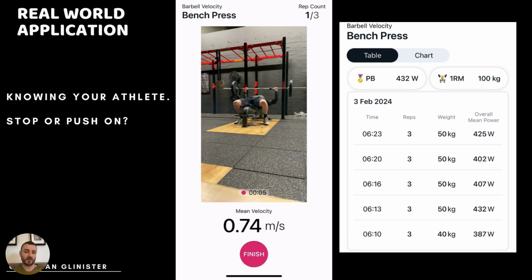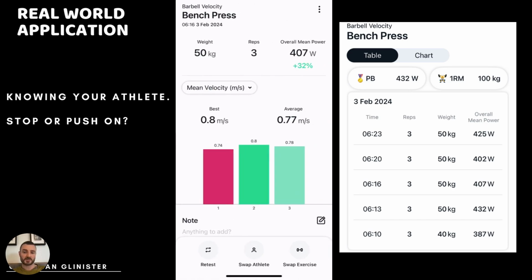You can see set 1, I was 387 watts. Set 2, I saw an increase to 432 watts. But set 3 and set 4 started to diminish a little bit to 407, 402 watts. Okay, so this is where you can go, right, that athlete's fatiguing, cut off.